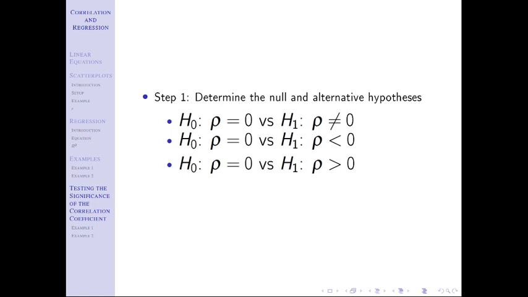And then the alternative in words: the first one would be that there is some linear correlation in the population, I just don't know what direction. The second one would be that there is some linear correlation and it's specifically a negative one. And the third one is that there is some linear correlation and it's a positive one, again, in the population.